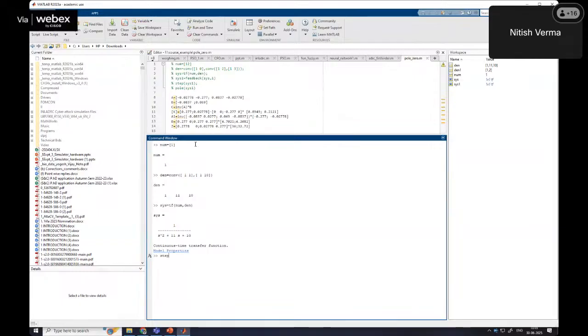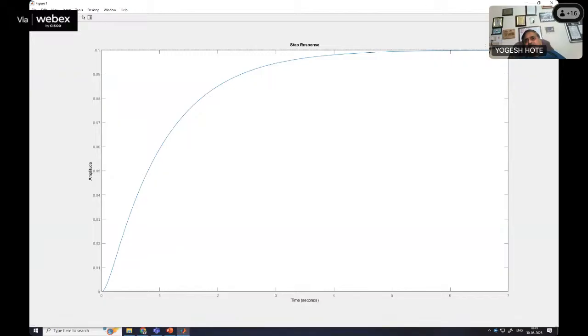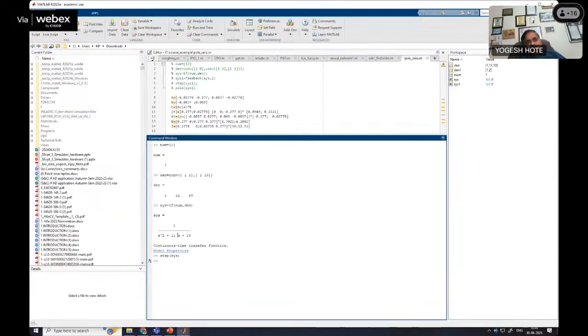Now if you determine the step response, step sys. Okay, so you can see the steady state value is 0.1. Is it visible to everyone? Visible, sir. So how did we get 0.1? If you replace s equal to 0 here, it is 1 by 10, that is 0.1. That is the steady state value. We can identify it directly just by looking at the transfer function.